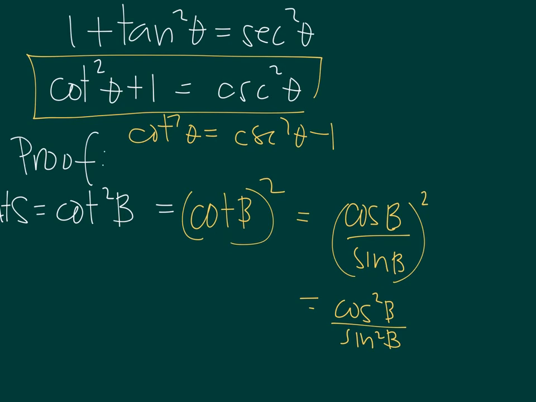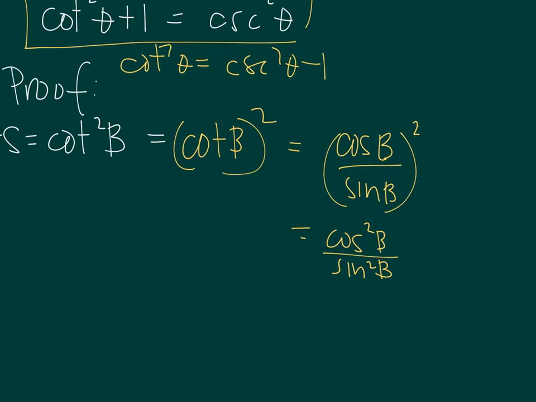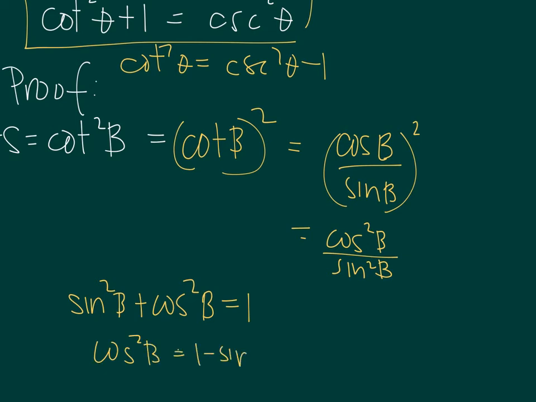Now I want you to take note that sine squared b plus cosine squared b, we said this is equal to 1. So from here, we have cosine squared b is equal to 1 minus sine squared b.